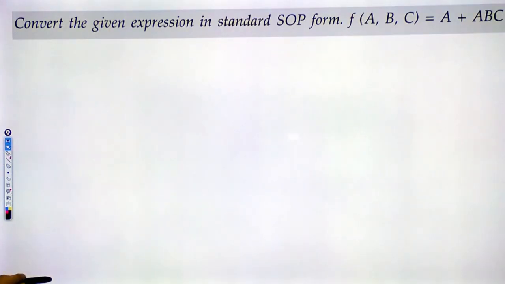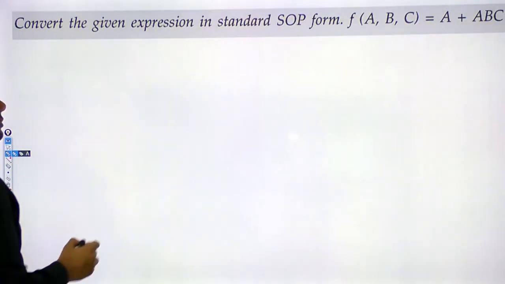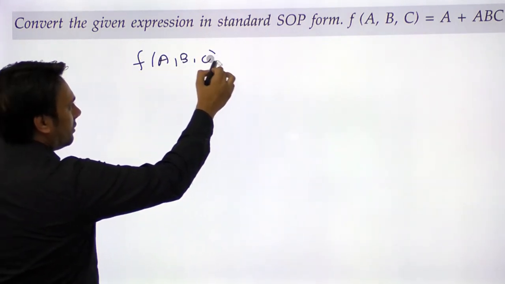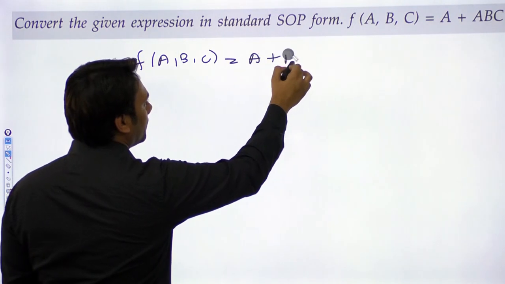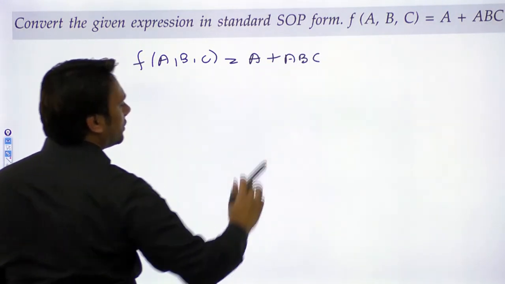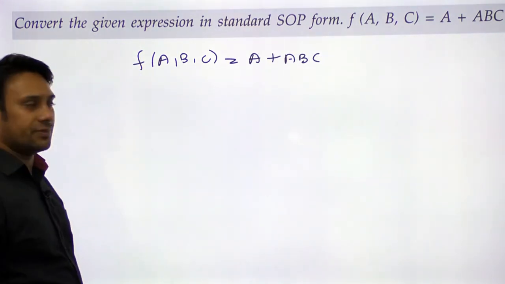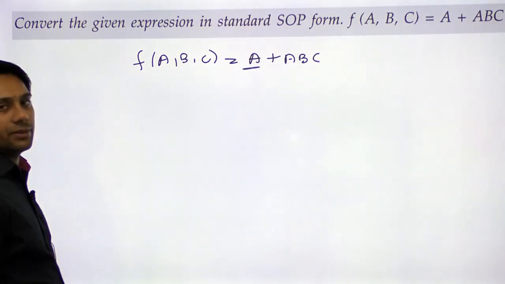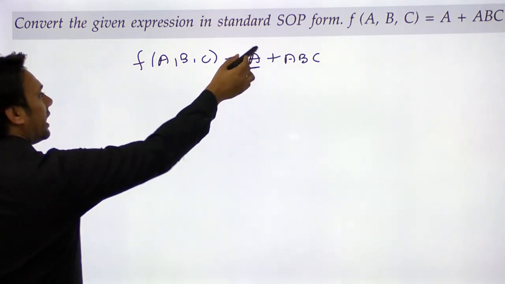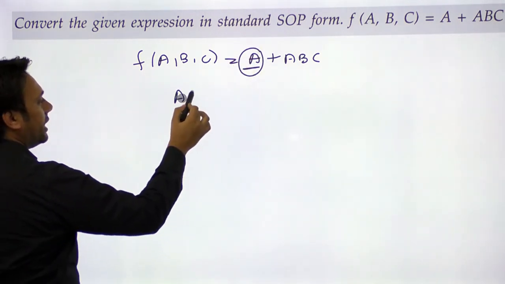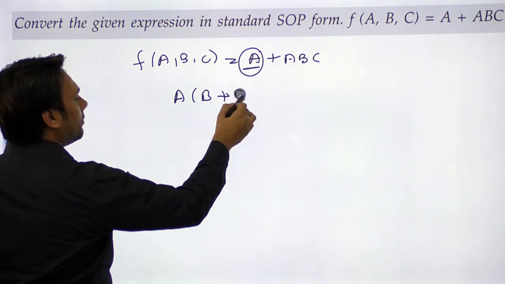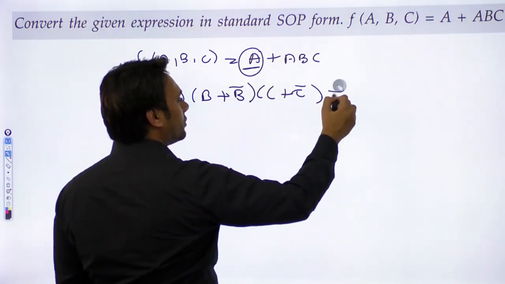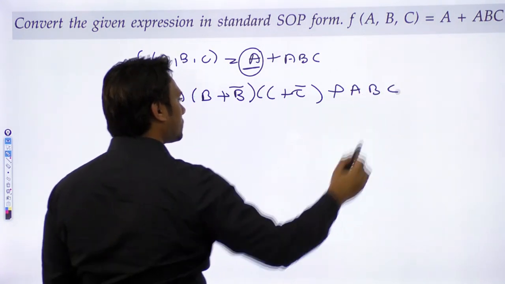Okay. Now let us take the next example here. So in this function f of a b c, we have a plus abc. Now we have to convert this function into a canonical form. Kaise convert karenge? So here b and c are missing, right? Here all of them are already present. So I can add this a with bc, so I can add b plus b complement and c plus c complement, and then I'm going to have abc here.